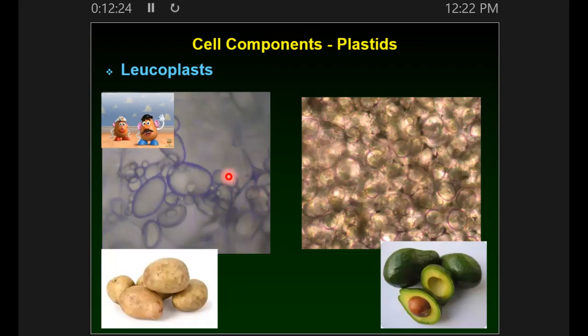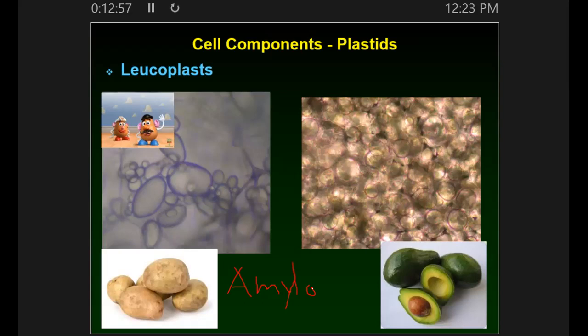A-M-Y-L-O, amyloplasts. So here you're looking at this idea, A-M-Y-L-O, and then put plast on the end, amyloplasts. That's what you're looking at here with amyloplasts. Their job is to store starch. If you look up the word amylo or amylase, that's an enzyme that can break down starch. So that AMYLO is referring to starch.